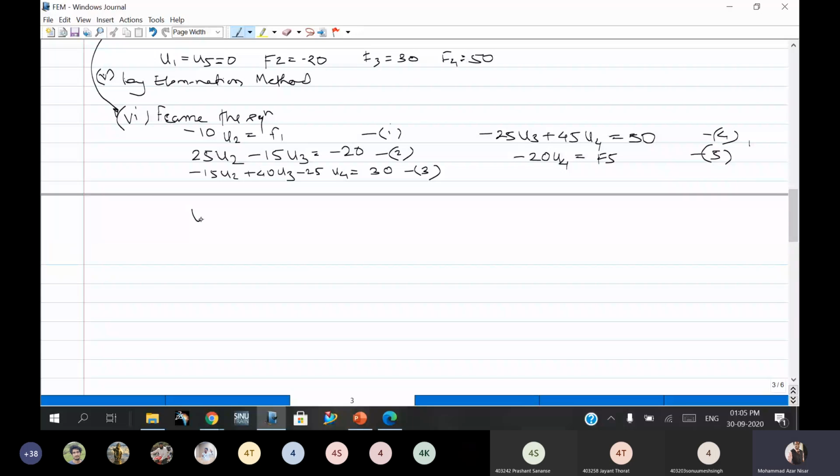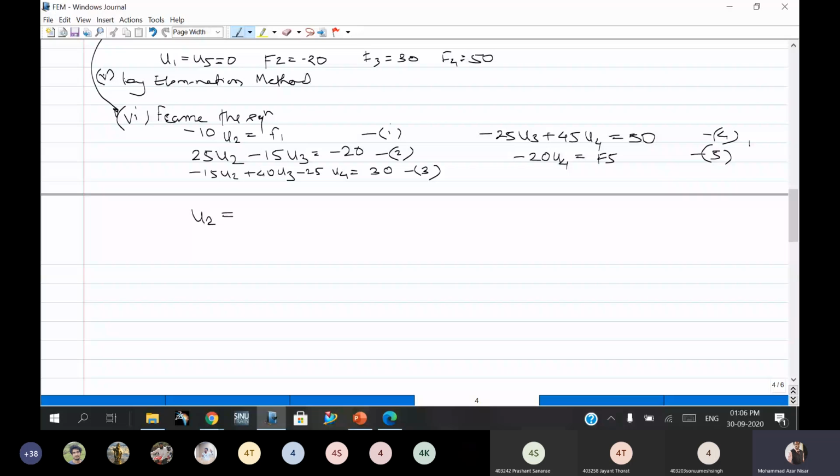Just search how to solve equations by calculator. Search your calculator's Fx model number on YouTube. You can use this instead of first solving manually. You can directly put in two or three equations at a time and you will get the values of the displacements. So just search those YouTube videos to see how to solve by this equation.